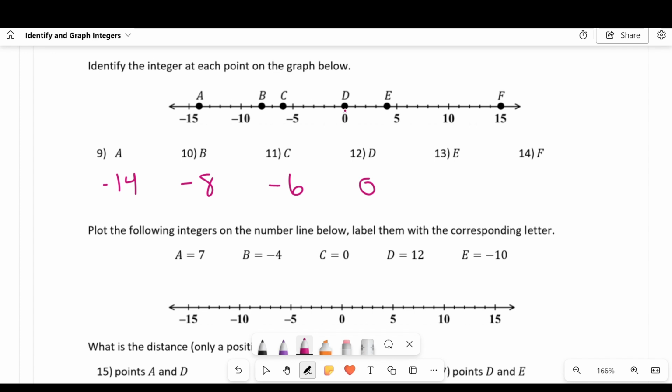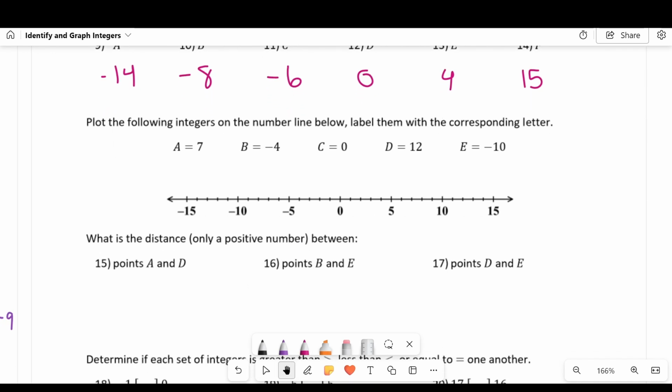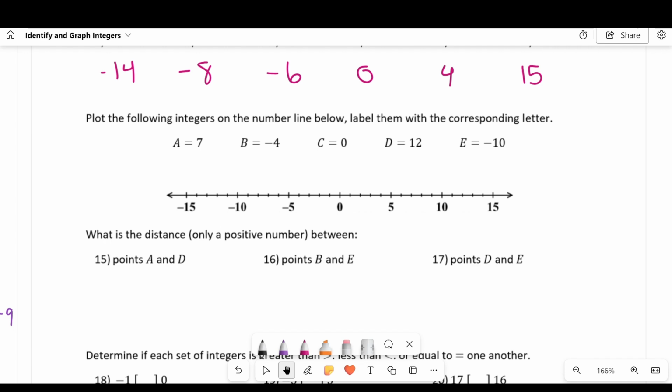E, this time I'm going to start at 0 and go right. 1, 2, 3, 4. And then letter F is simple. It's 15. Now let's go the other way. We have integers. Let's graph them.